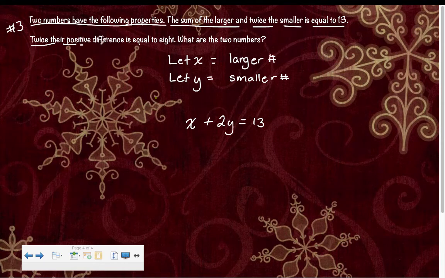Twice their positive difference. All right, there's a little trick right there. Let's break this down. Twice means 2. Their positive difference. Well, difference means to subtract. And when I subtract them, I want the answer to be positive. So that means I have to take my larger number and subtract my smaller number. And that will get me 8. Now find the two numbers.